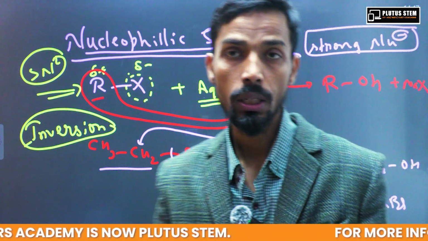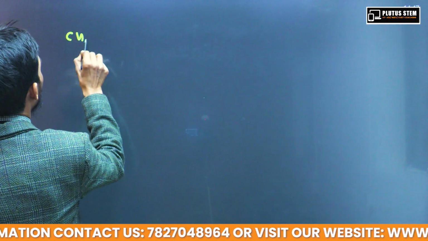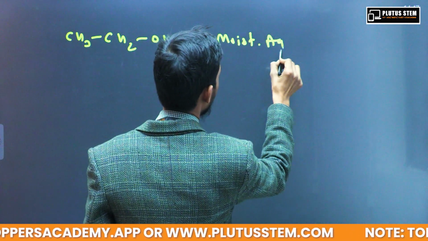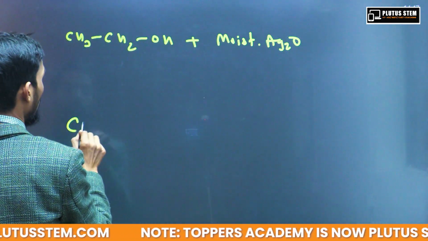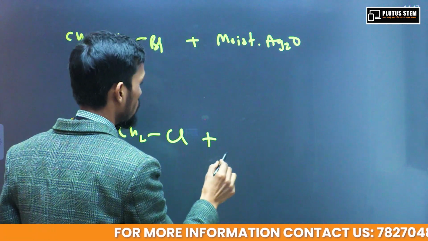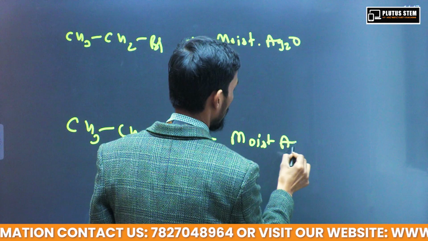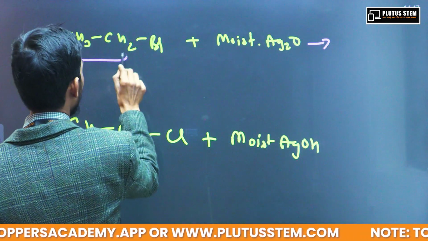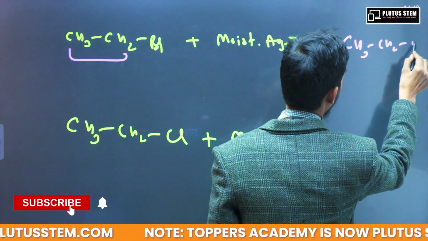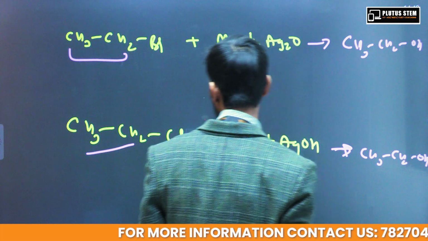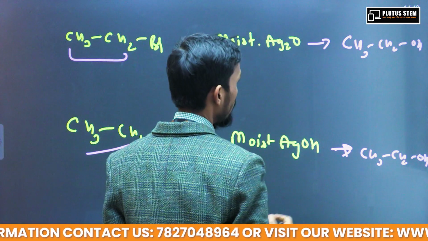So an inversion product is going to be formed with such reagents, aqueous NaOH and aqueous KOH, and two more reagents, moist Ag2O and moist AgOH. Similarly, CH3CH2Br or CH3CH2Cl with moist AgOH, again the product we are going to get will be CH3CH2OH, and the remaining side product will be AgBr.